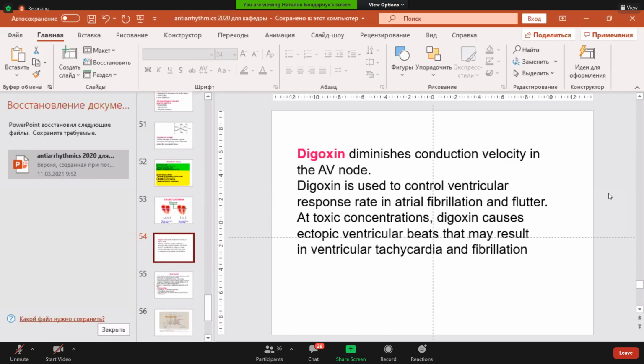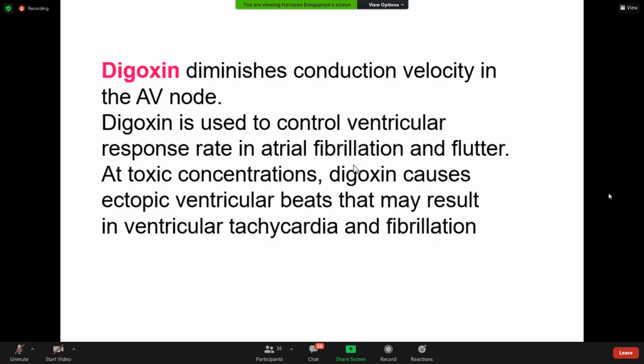this slide. Do you see digoxin on your slide? Do you see? Yes, Professor. Yes. Okay, good.